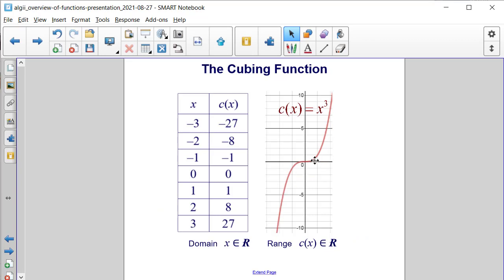This parent function is called the cubing function, or sometimes called cubic for short.